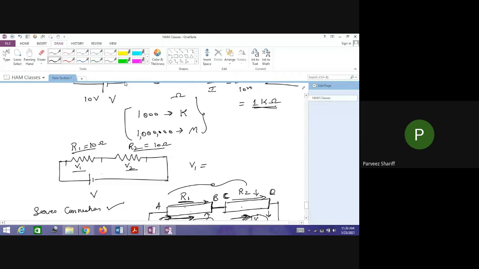Likewise, now let me change the value here. If this becomes 100 ohms, it means it is offering higher resistance. Now what happens? The voltage drop across V1 has increased, whereas here the voltage drop remains the same, but it is less when compared to V1.